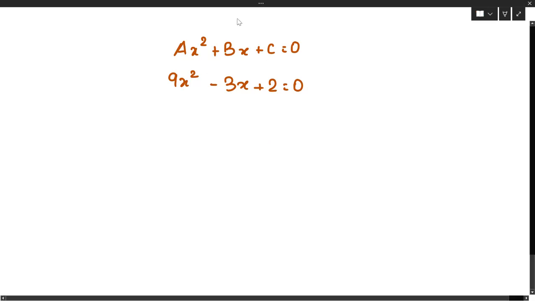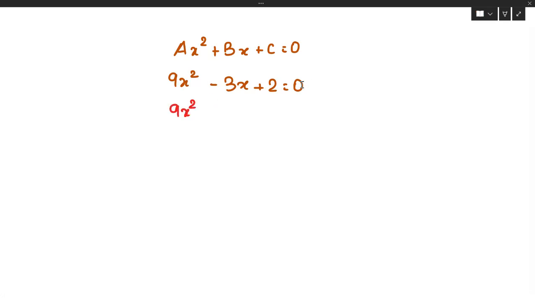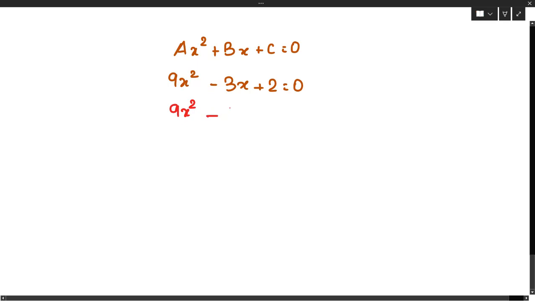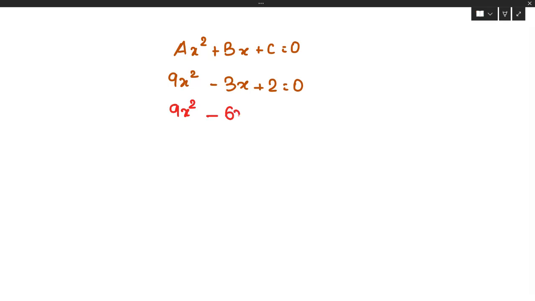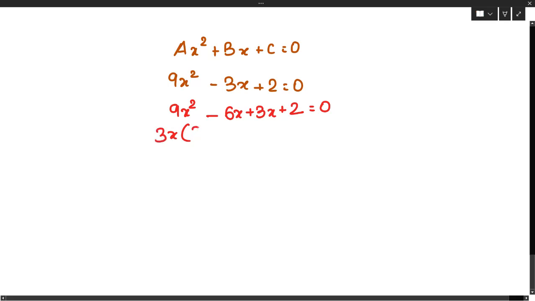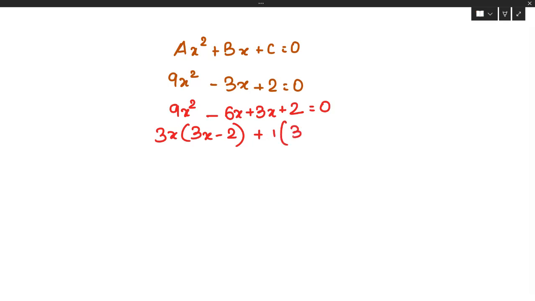Now we know that we can use the splitting method here. So we can do 9x square, and 9 times 2 is 18, and 6 times 3 is also 18. 6 minus 3 is 3. So 6x plus 3x plus 2. Minus into plus will become minus. 6 minus 3 is 3, and 2, which is equal to 0. Now what is common? 3x, not just x. 3 threes are 9, 3 twos are 6. Plus here only 1 is common. So 3x.